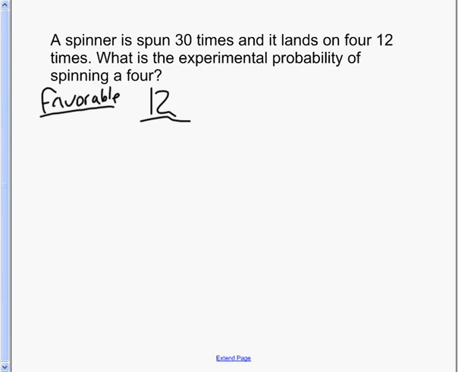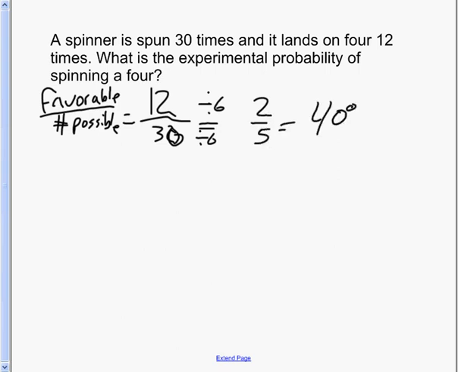What is the experimental probability of spinning a 4? Well, we had 12 favorable outcomes out of our total number possible was 30 because we did 30 spins. So the most we could have gotten was 30. So dividing both by 6, we can get 2/5, which gives us 40%.